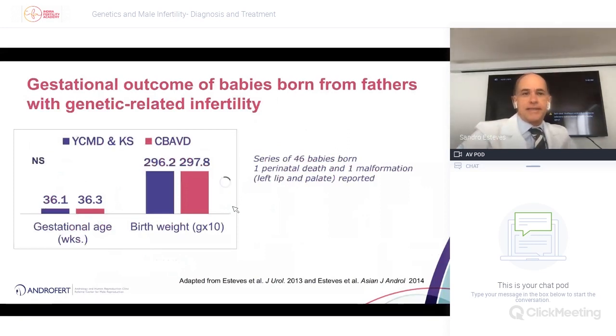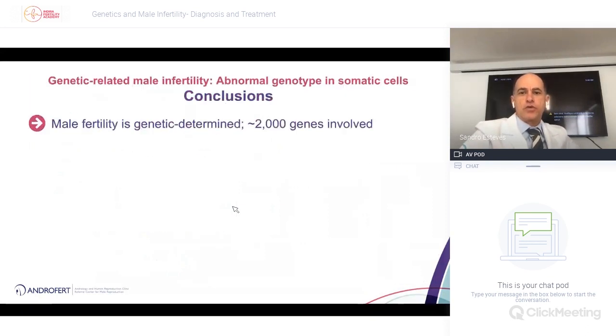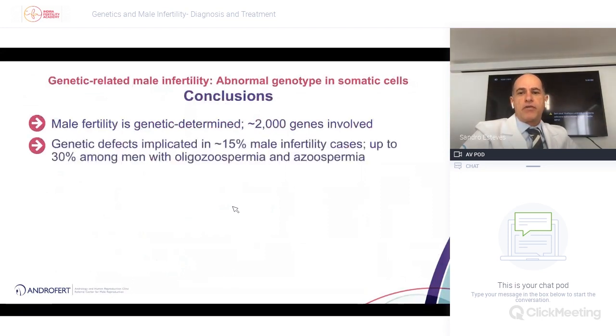So for this part, I would like to conclude that male fertility is genetically determined because we have more than 2,000 genes involved in spermatogenesis. Genetic defects are implicated in about 15% of male infertility cases, up to 30% among men with oligozoospermia and azoospermia. So you need to suspect a genetic condition when you find patients with oligozoospermia, in particular those with less than 5 million per ml, and azoospermia. The three most common conditions are Klinefelter syndrome, CBAVD, and Y chromosome microdeletions.